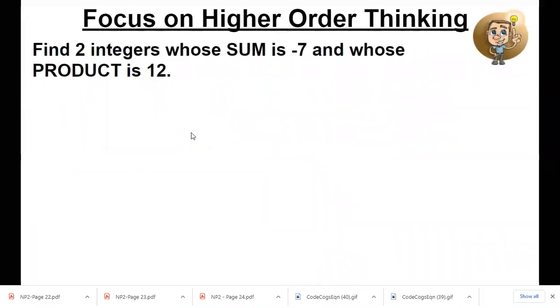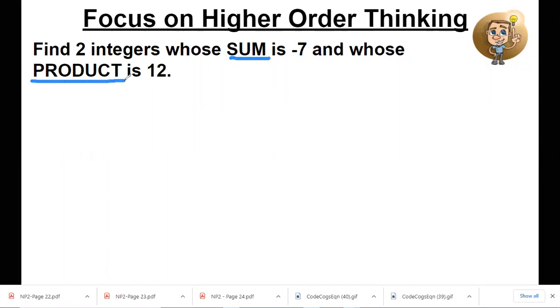Find two integers whose sum is negative 7 and whose product is 12. Sum comes with adding, product comes with multiplying. Well, what can I do? So I need two numbers that sum together to give me negative 7. Well, there's a lot of choices, right? However, the product has to be positive. So for the product to be positive, I either have to pick two positive integers or two negative integers.